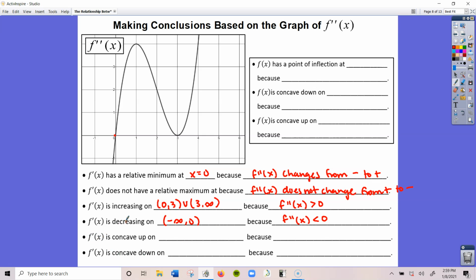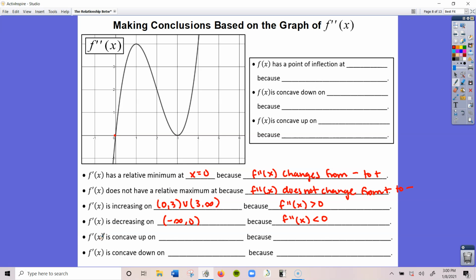f prime of x is concave up. Now this one's a little bit tricky to understand, but f prime of x is going to be concave up when f prime of x is increasing. So the relationships are the same between the derivative and the first, and then the first to the second, and then it's the same thing from the function to the second derivative as the first derivative to the third derivative. So it's kind of like a loop-de-loop, and I'm sorry about that.